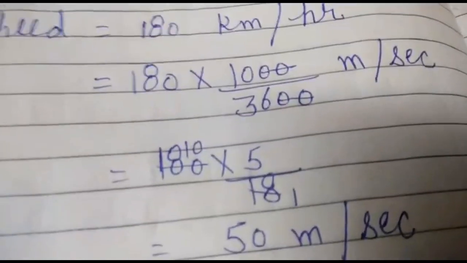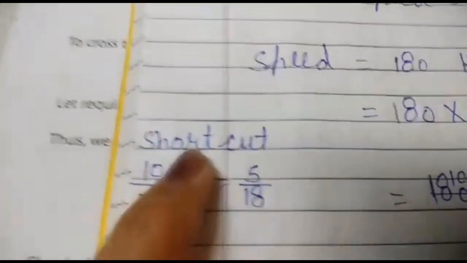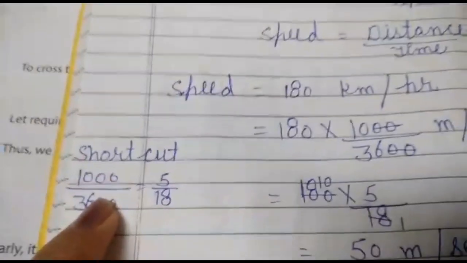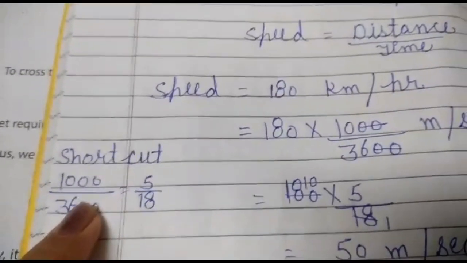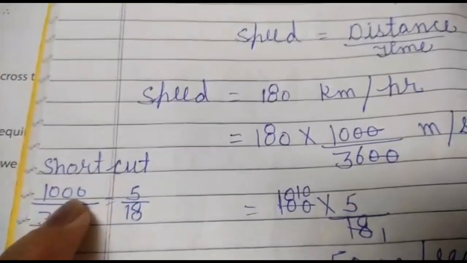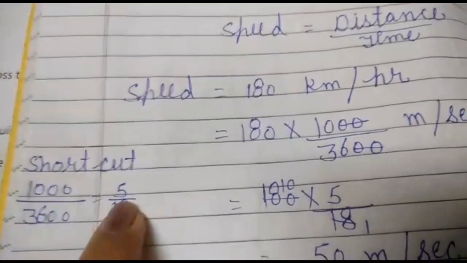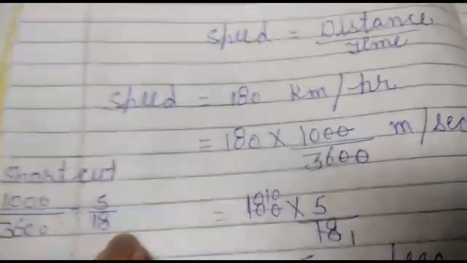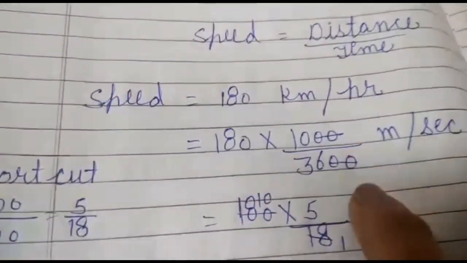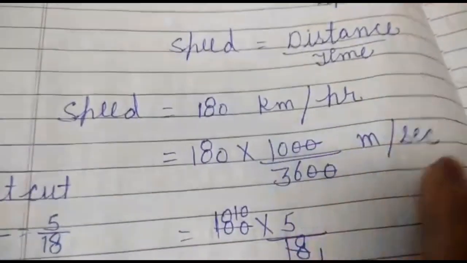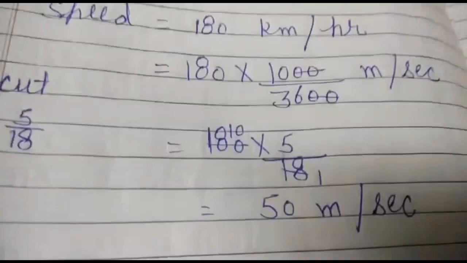Here we can use a shortcut. The shortcut is, if you want to change kilometer per hour into meter per second, in the short way you can write here 1000 by 3600, which is equal to 5 by 18. So you can use directly 5 by 18 to change the speed into meter per second.